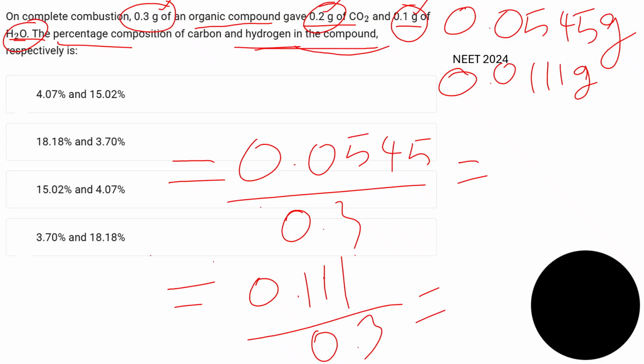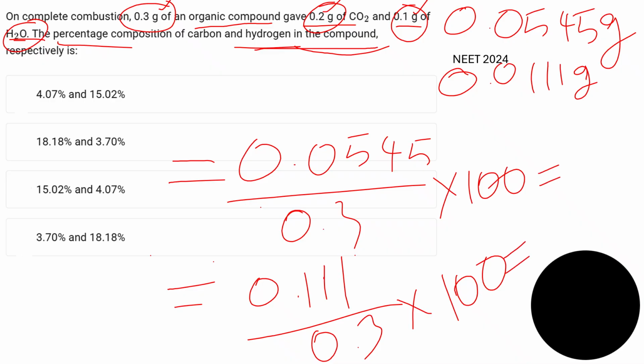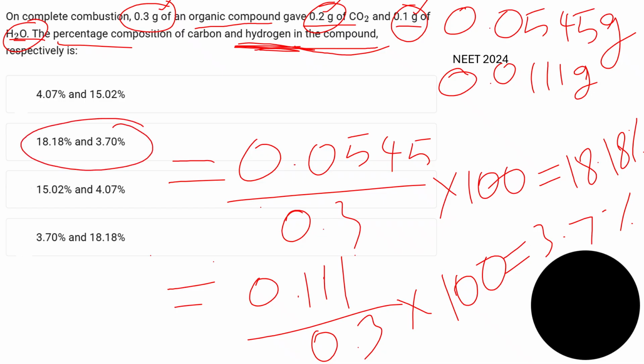If we solve for the percentage of carbon and hydrogen, it is multiplied by 100, because we need to convert it into percentage, right? So multiplied by 100, it will give the answer. The answer is nearly, for carbon it is 18.18 percentage. For hydrogen it is 3.7 percentage. Then this is the answer. Option B is the answer. This is the simplest way to find the answer. This is not the hardest way.